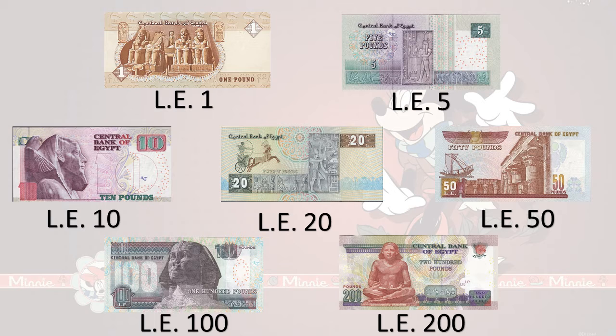So as you see here, we have 7 banknote denominations. 1, 2, 3, 4, 5, 6, and 7. We use only these 7 banknote denominations to buy and also to create any amount of money.